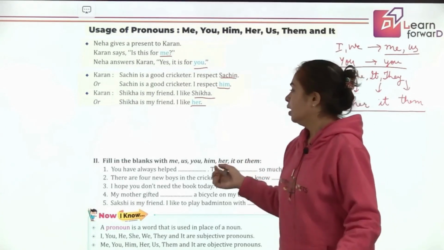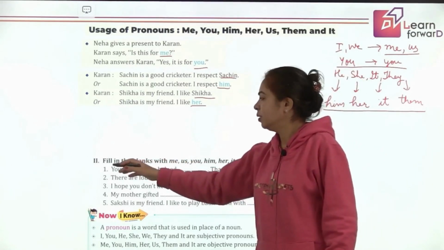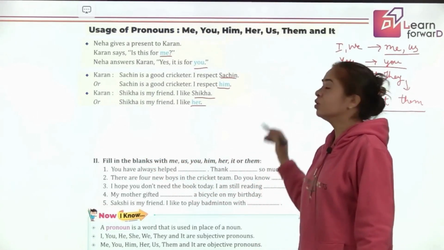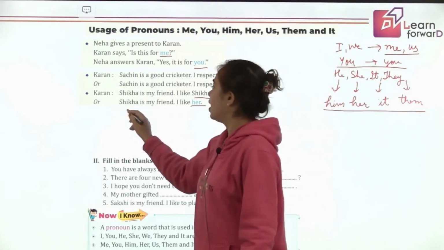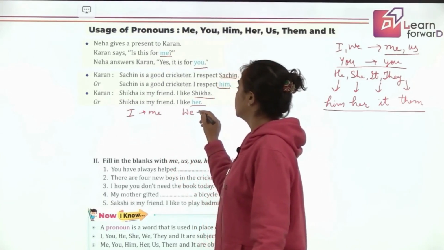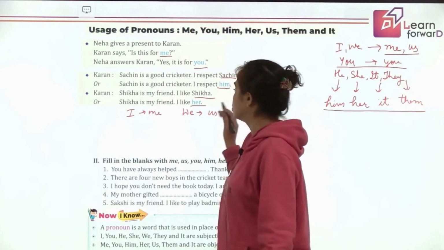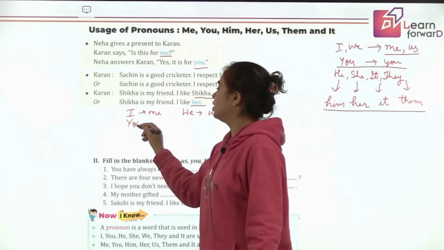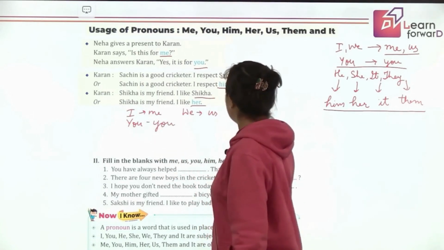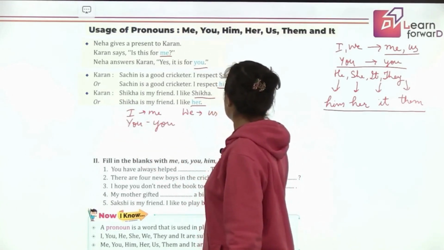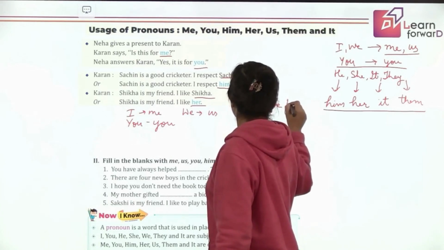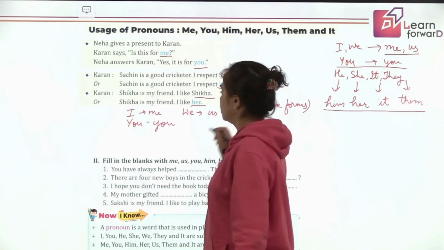Okay. Now let's do this exercise to understand it better. Fill in the blanks with me, us, you, him, her, it or them. So let's quickly write this one more time here. I becomes me. We becomes, yes, it's written there also, us. Then you remains you in objective as well as subjective form. We are writing this in the objective form. These are called the objective forms.